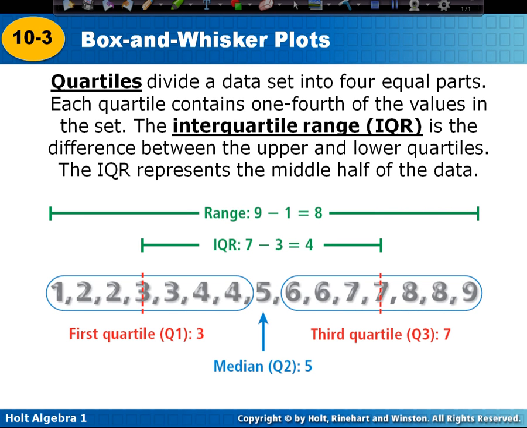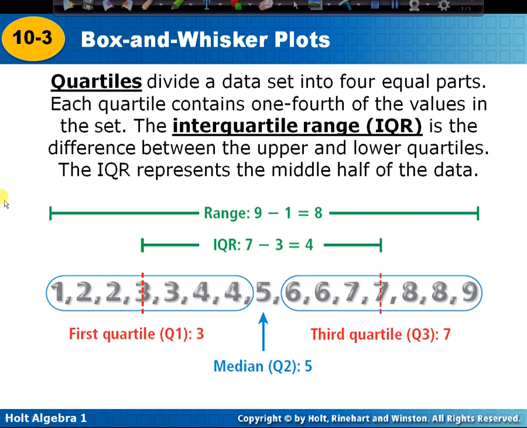Quartiles divide a set of data into 4 equal parts. Each quartile contains 1/4 of the values in the set. The interquartile range is the difference between the upper and lower quartiles. The IQR represents the middle half of the data.